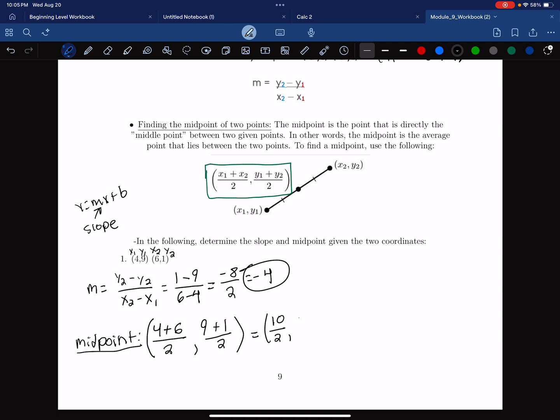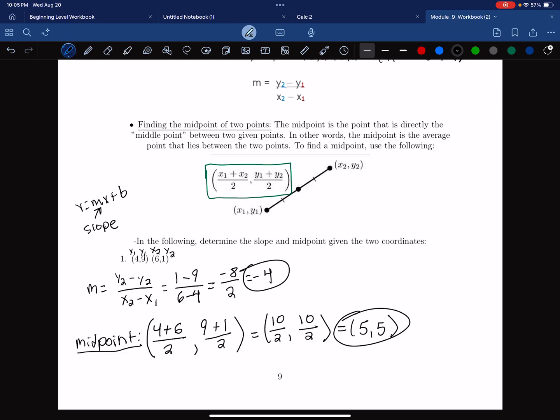comma. Well, 9 plus 1 is also 10. Put that over 2. Well, 10 divided by 2 is 5. So we're going to get the point 5, comma, 10 divided by 2 is also 5. So that is our midpoint.